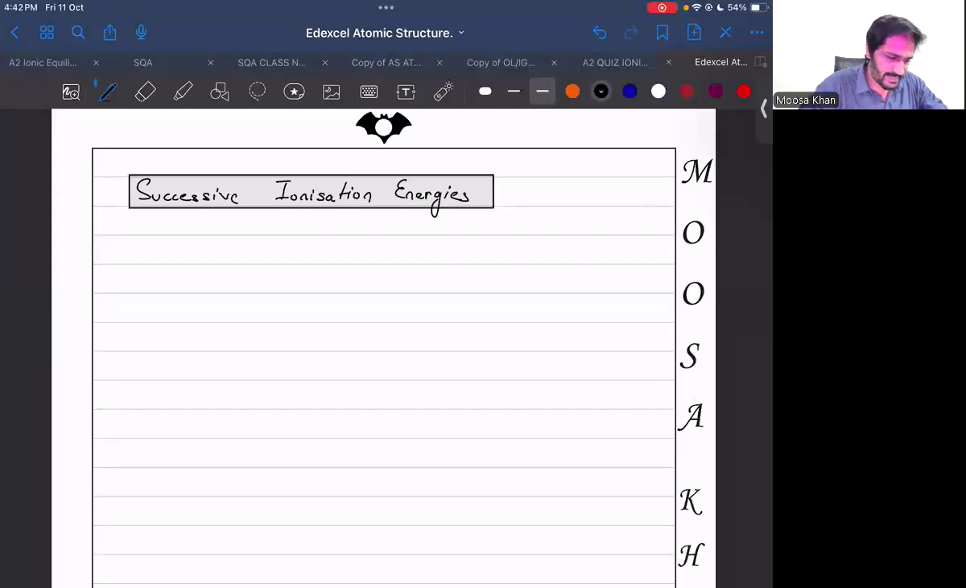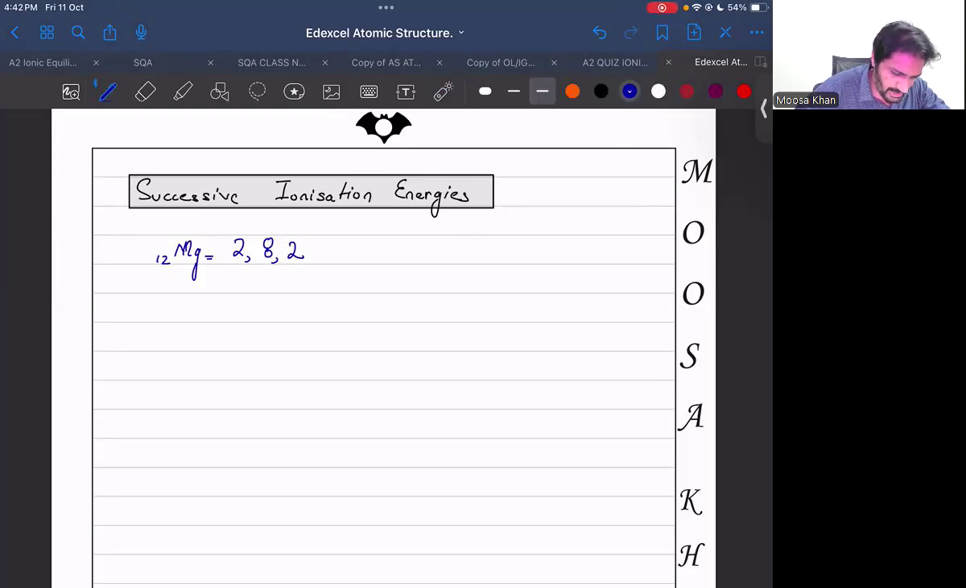So what are successive ionization energies? Let's say you have an atom from group 2, that is magnesium. If you write the electronic configuration of magnesium, showing the electrons in the quantum shells, the valence shell has 2 electrons, the second shell has 8 electrons, and the first shell has 2 electrons.